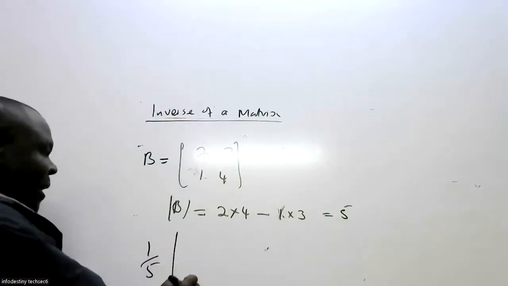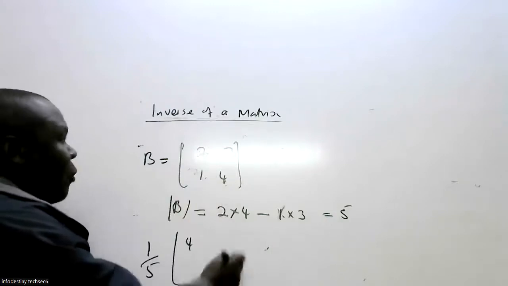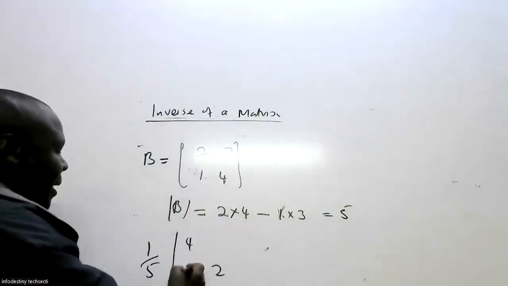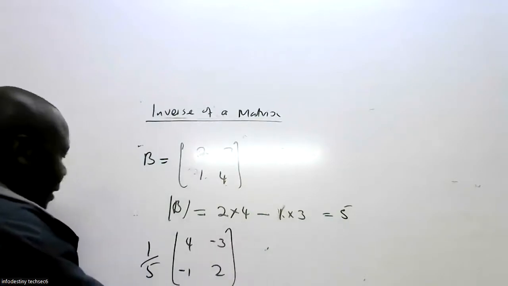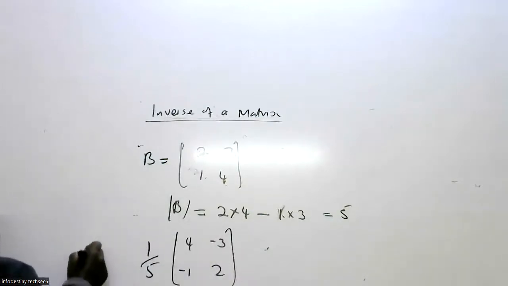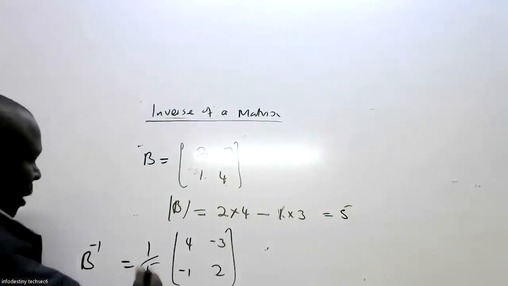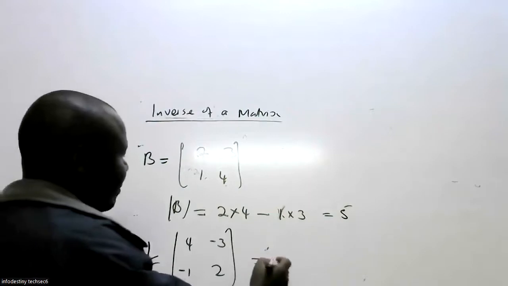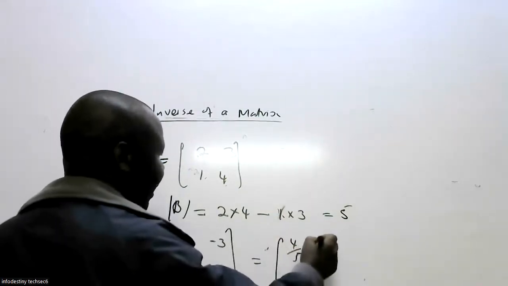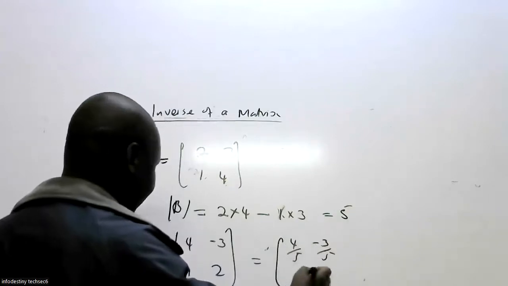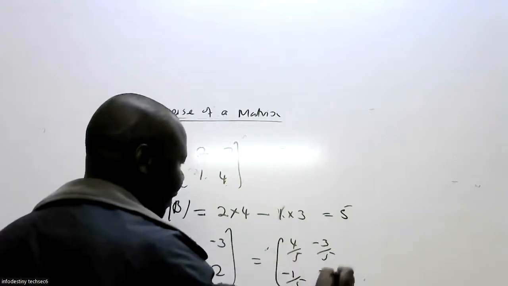Then you open the bracket, and you interchange this 4 and 2. We multiply this one by -1, negative 3, and the other by -1. So B inverse is going to be that. After getting that inverse, this is the same as 4 over 5, -3 over 5, -1 over 5, 2 over 5.